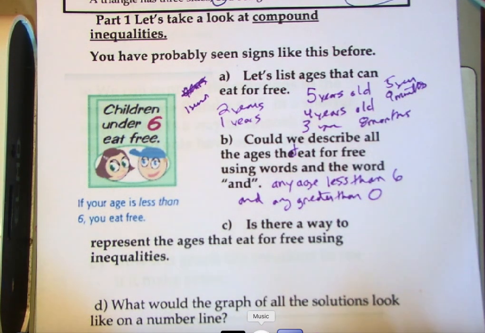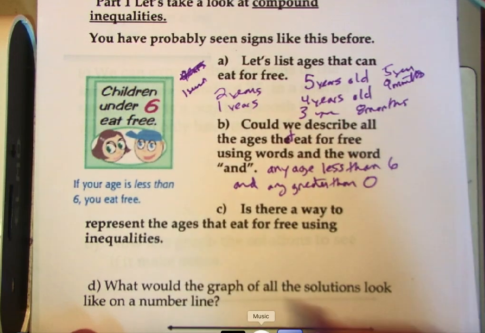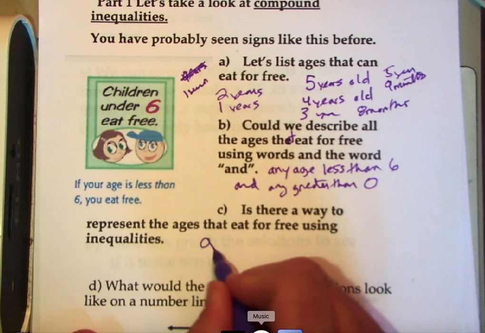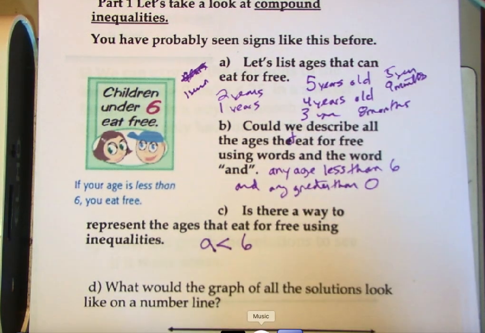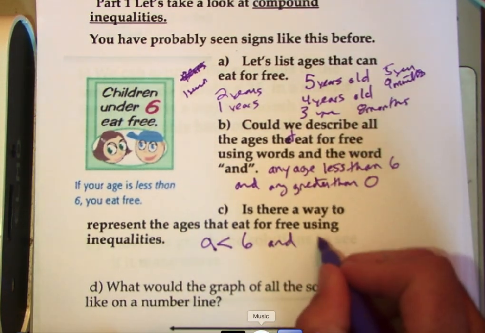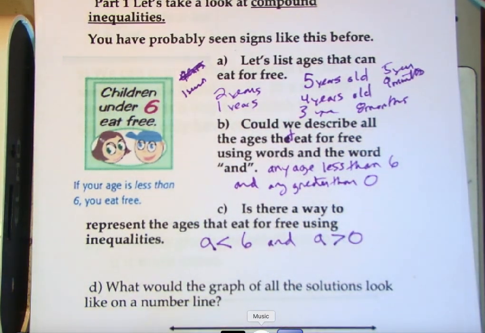So is there a way to represent the ages that eat for free using inequalities? Did anyone take this and turn it into inequalities? Right, so we could say something like age can be less than 6, and your age has to be greater than 0 because you're not born. Sweet.